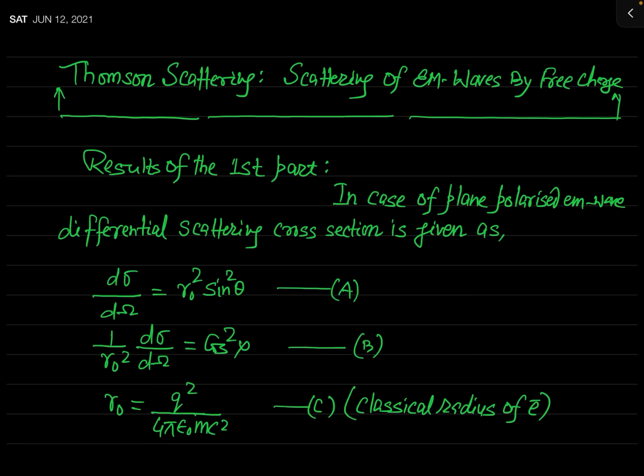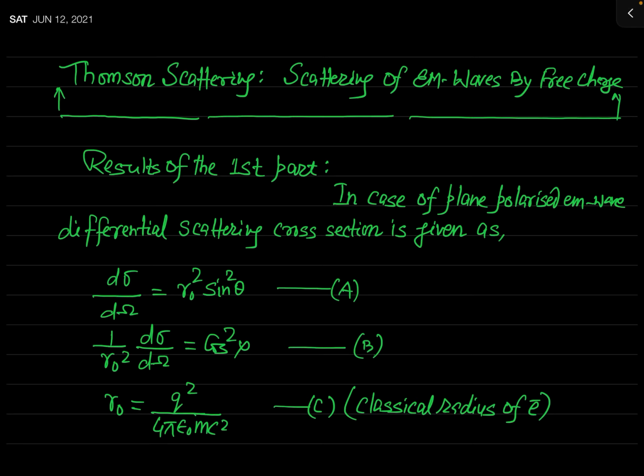So for your convenience, I have mentioned here the final result which we have actually obtained in the first part of this lecture. We have seen that we considered a plane polarized electromagnetic wave, and that wave gets scattered by a free point charge, that may be an electron, that may be a proton. After doing the calculation, we obtained two important results for the differential scattering cross section. So you can see those two results here.